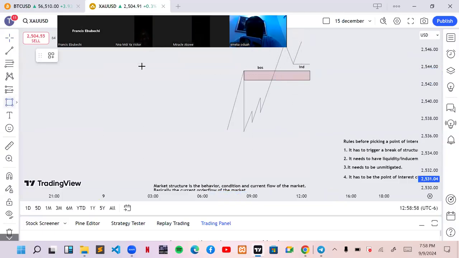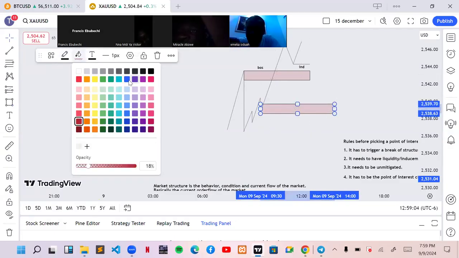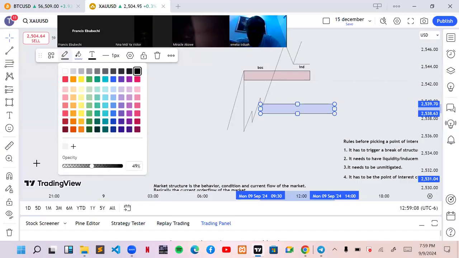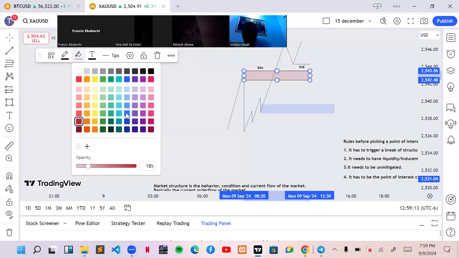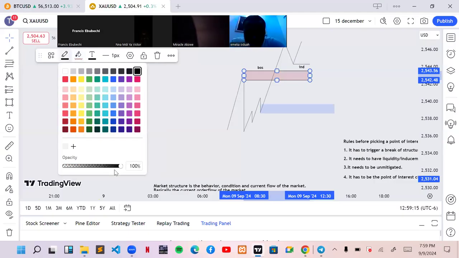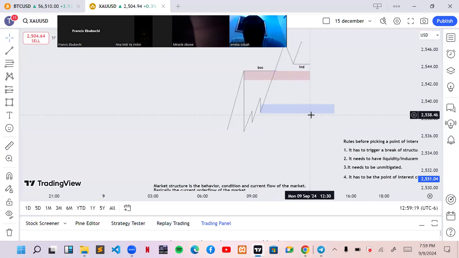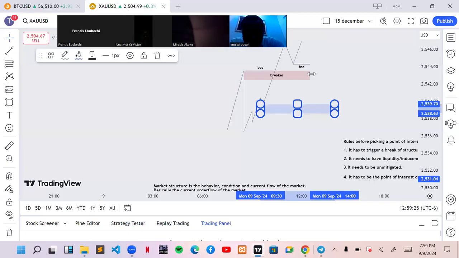So now, as you know, the breaker block is going to be here. The order block is going to be probably somewhere here. Now, this is the breaker block right here. This is the order block. So I'll mark it out. Breaker, order block.